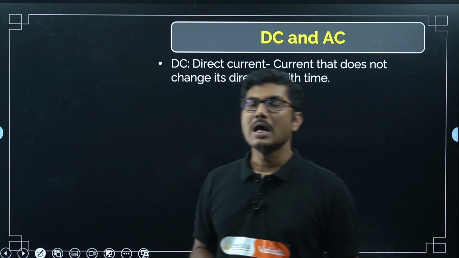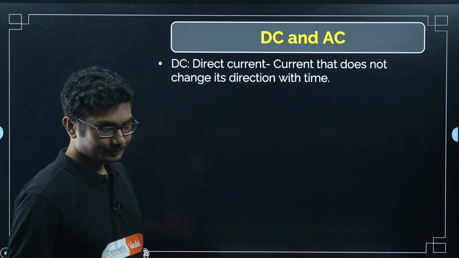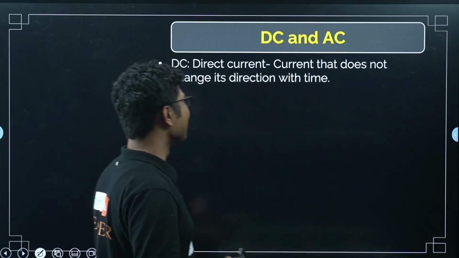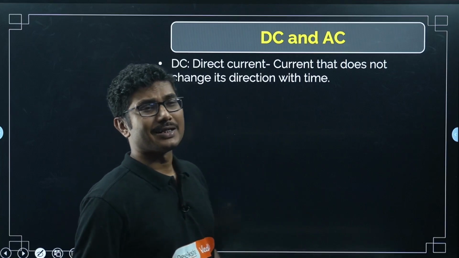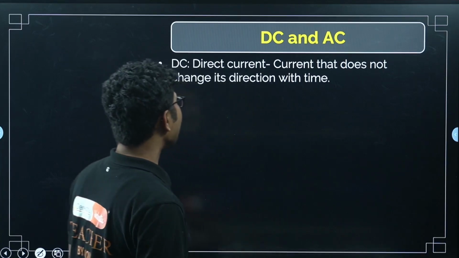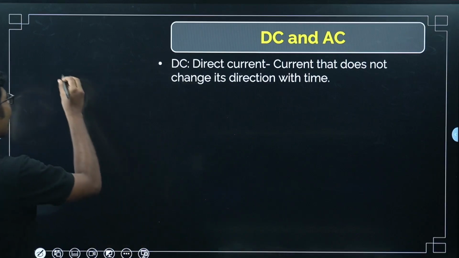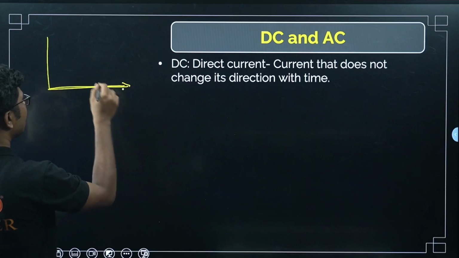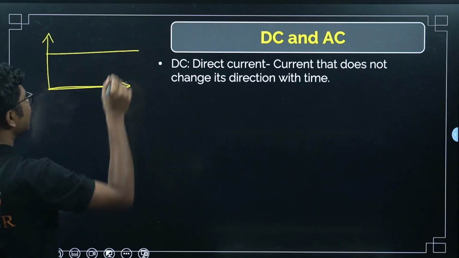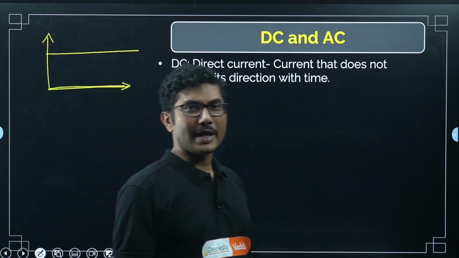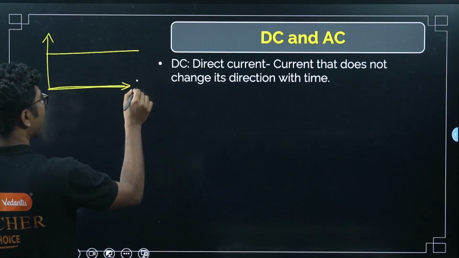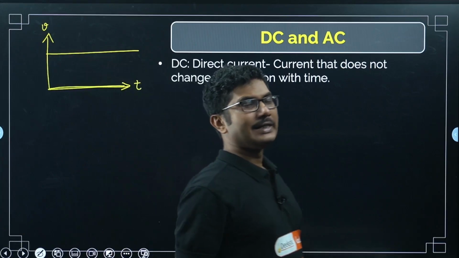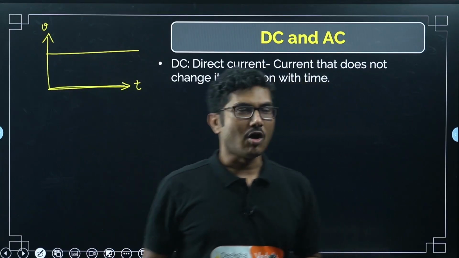It is a very common term we use: DC current, AC current, AC voltage, DC voltage. So what does DC mean? DC means current that does not change its direction. It is only one directional. For example, if you consider a DC voltage, it is not changing, it is constant over time. If you consider this time axis and this is the voltage, it always remains positive. Its sign does not change. That is the meaning of DC.